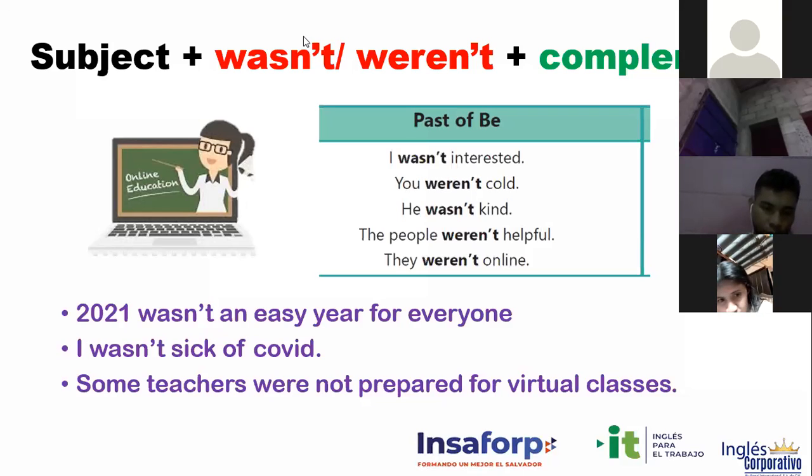Acuérdense que wasn't significa no estaba y weren't no estaban o no eran o no fueron, pero de cero no estaba, teacher, no estaba o no estuve o no estuvo, teacher, o no fueron o no era, teacher, una consulta. Pero se podría hacer así como lo puse, o sea, así como lo puso usted. A la abreviatura también, así como lo puse primero. Contracted, ¿no? Yes. Contracted or full form. Was not. Wasn't, weren't.